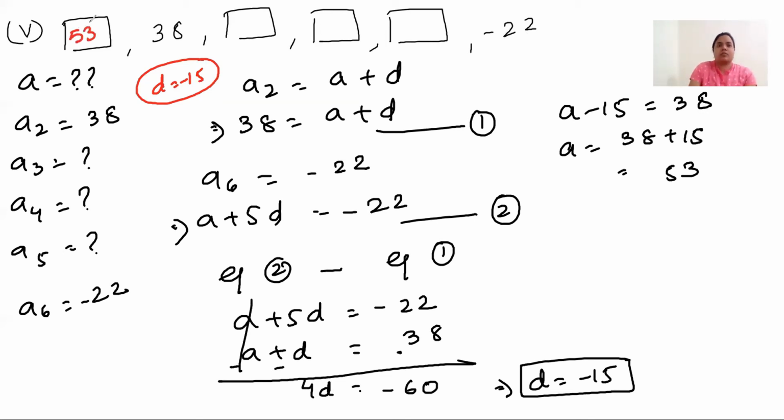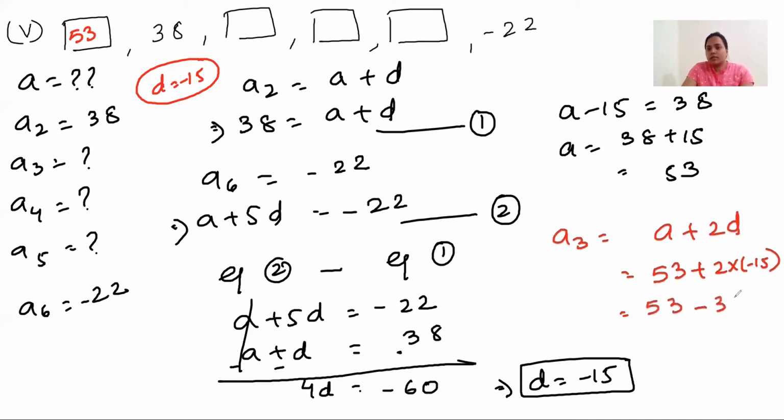A is 53. Now we have to find A3. So A3 will be equal to A plus 2D. That is 53 plus 2 into minus 15. So this is equal to 53 minus 30, which is equal to 23.